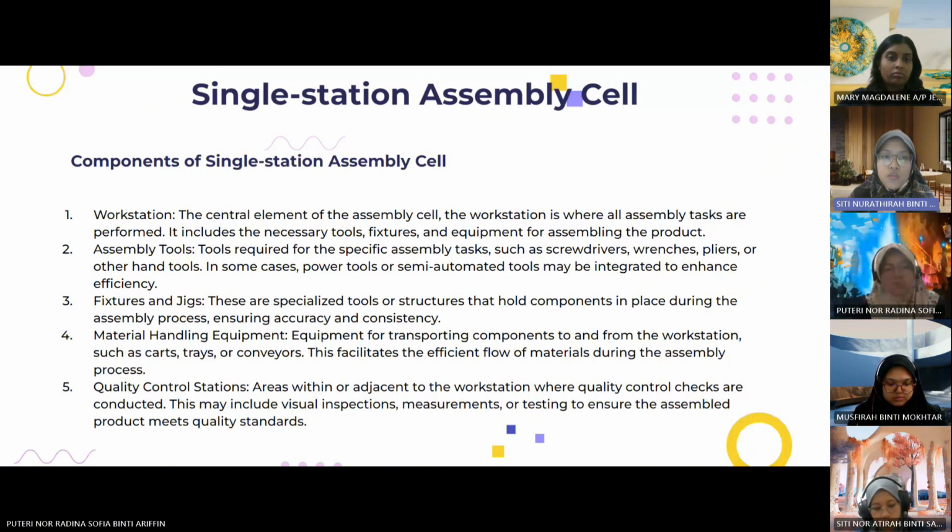The fifth is quality control stations, areas within or adjacent to the workstation where quality control checks are conducted. This may include visual inspections, measurements, or testing to ensure the assembled product meets quality standards.